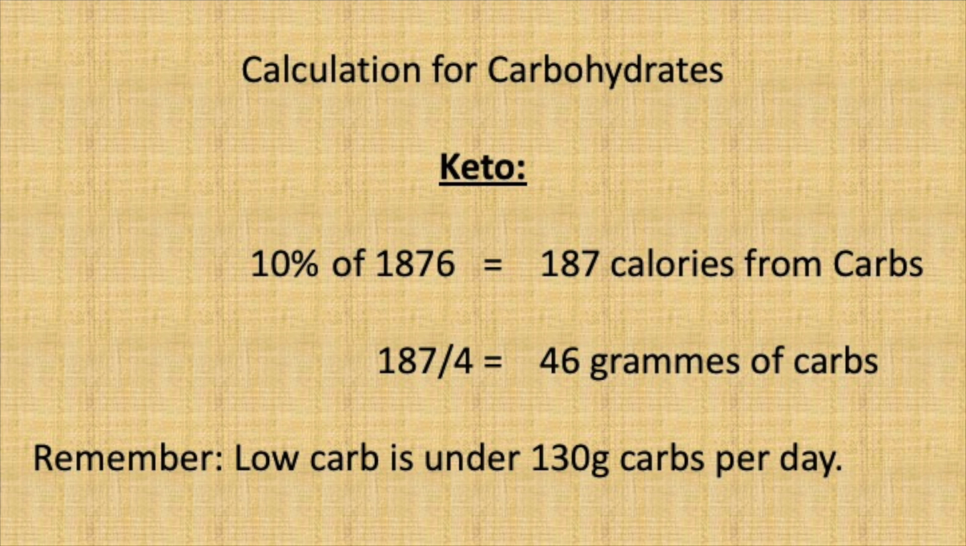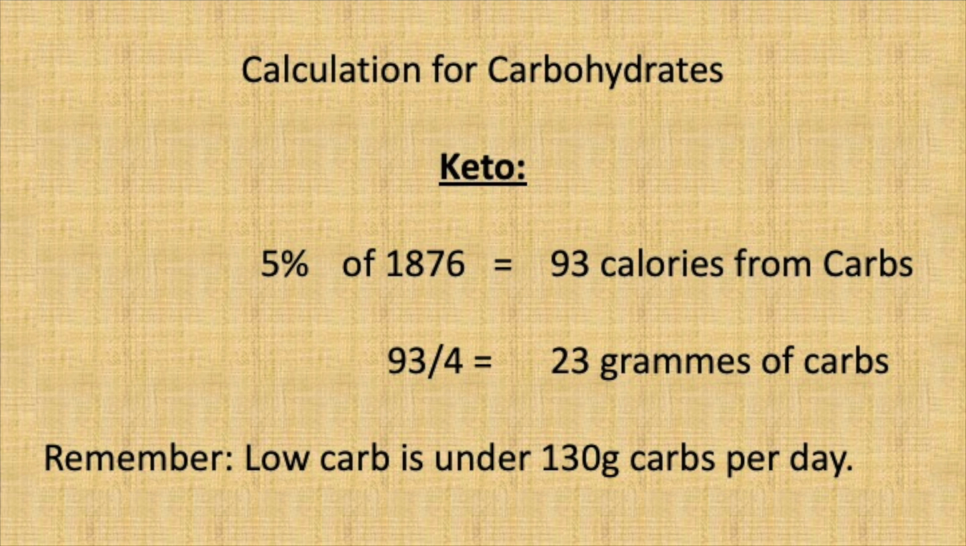First, I'm going to do a calculation for 10% of my daily calories to come from carbohydrates, and then I'm going to calculate 5%. So 10% of 1876 is 187 calories from carbohydrates. 187 divided by 4 is 46 grams of carbs per day. And then doing the same calculation for 5%, 5% of 1876 is 93 calories from carbohydrates. 93 divided by 4 is 23 grams of carbs per day. That is very low, and I would say is low enough to be in ketosis.